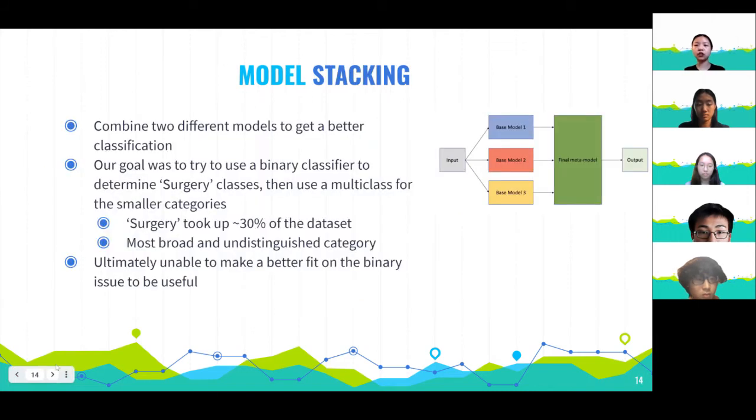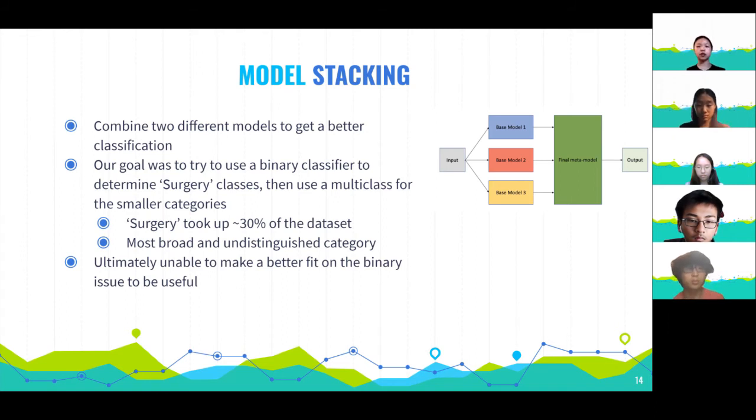So in order to change this, we wanted to do some model stacking, which is using different models and combining them to get a better classification instead of having a one-size-fits-all kind of solution. We wanted to use a binary classifier to determine whether this patient is in the surgery class or not, and then use a multi-class classifier to classify all the other labels. This is because surgery was the class that was being misidentified the most, and also it took up about 30% of our data set. So we thought this might be helpful.